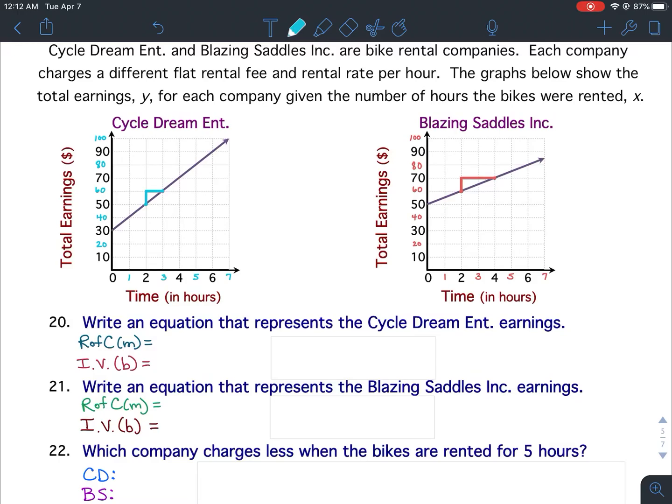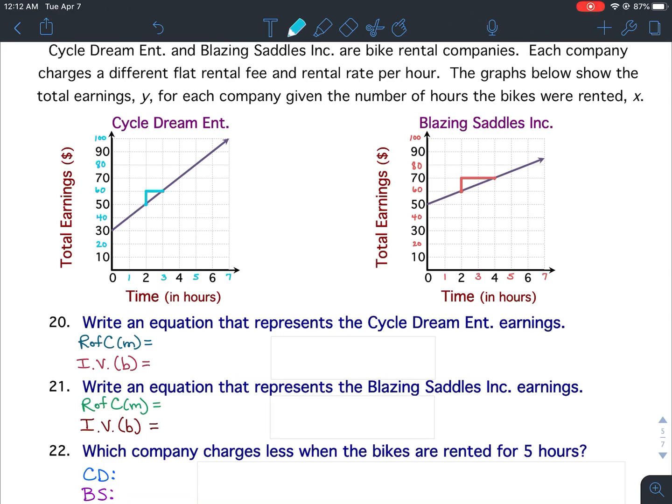Functions Review questions 20 through 22. Cycle Dream Enterprise and Blazing Saddles Incorporated are bike rental companies. Each company charges a different flat rental fee and rental rate per hour. The graphs below show the total earnings Y for each company given the number of hours the bikes were rented, X. Now that flat rental fee, that's that one-time fee, that's your initial value, the y-intercept. And your rental rate per hour, seeing that word per, that tips you off that that's your rate of change. In this case, it'll be the slope of the graph.